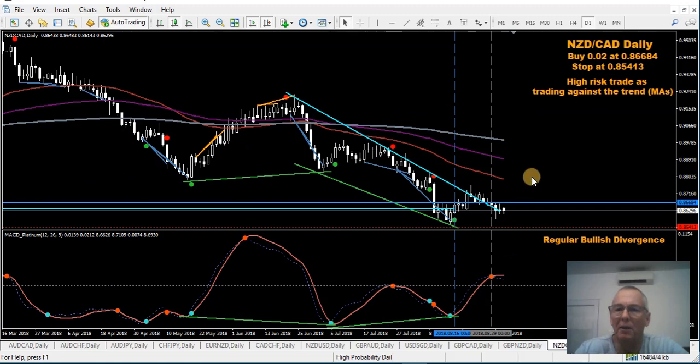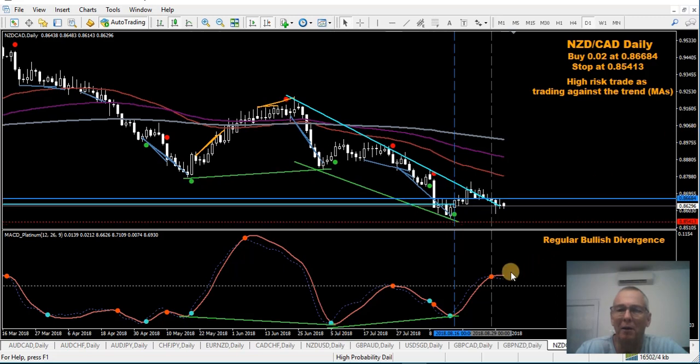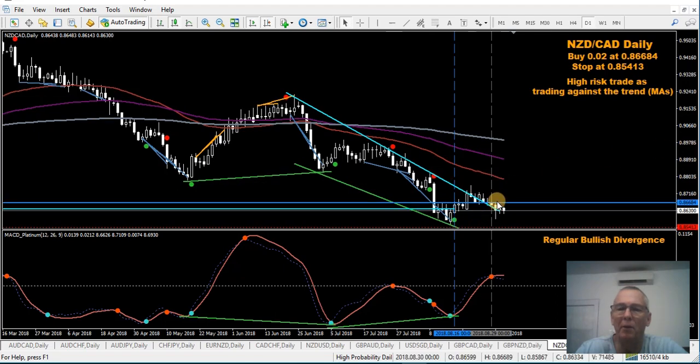New Zealand Canadian, in a buy back here somewhere. Went up a little bit, but it's just meandering at the moment. Stops in place, hasn't been threatened. I've got one red dot above the zero level, but no QMP red dot. So if I saw a QMP red dot now, I'd probably close it and wait for another possible setup. But at the moment, still in a buy, losing a few pips, but nothing to be too concerned about.